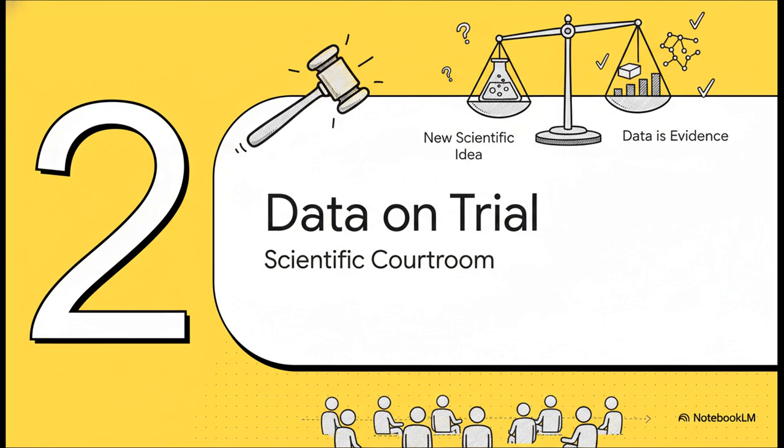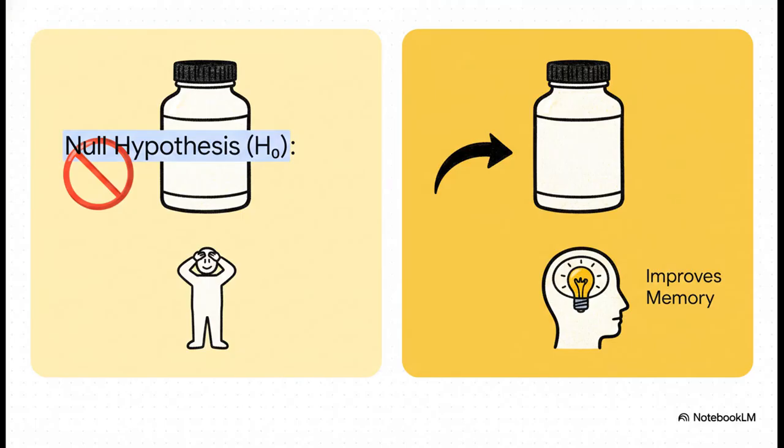Instead, let's think about this whole process like a courtroom trial. A new scientific claim is on the stand, and the data is the evidence. So every trial needs two opposing sides. In statistics, first you have the null hypothesis. You'll see it written as H0. This is basically the status quo, the assumption that there's no effect going on. It's our version of innocent until proven guilty.